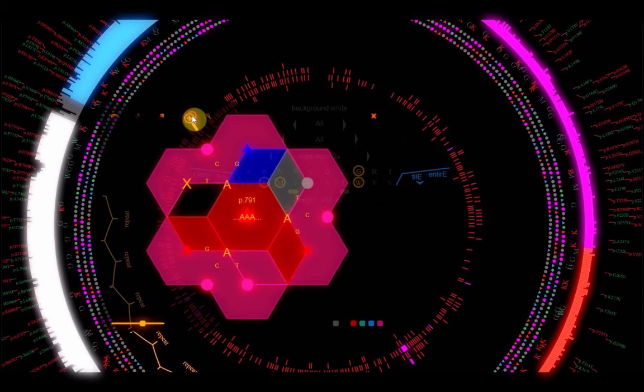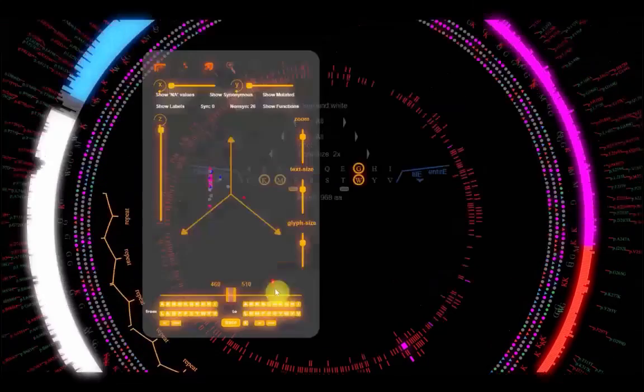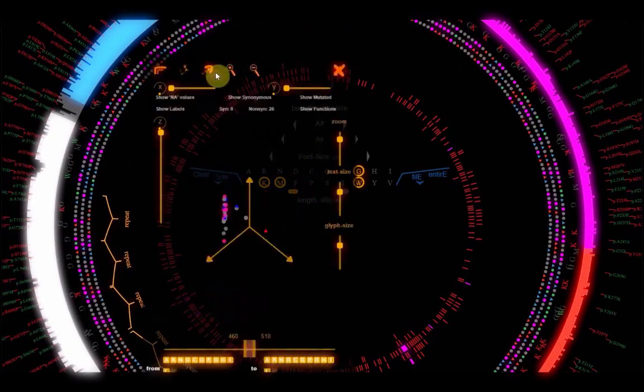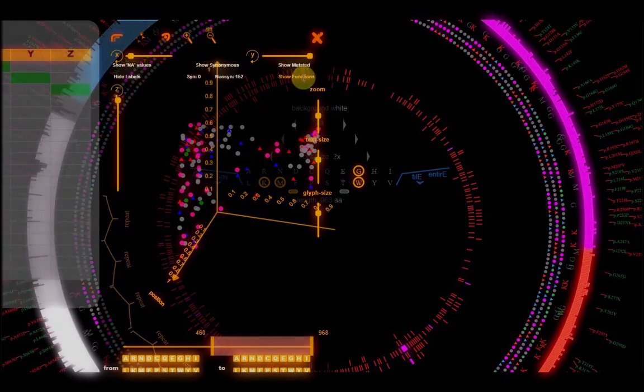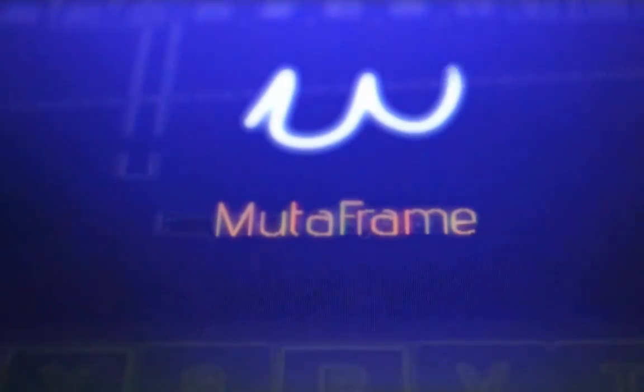We are planning to migrate our existing tools to the Mutaframe project as it gains more public traction. So join us in our effort to redefine genome research. The future of variant analysis is now with Mutaframe.